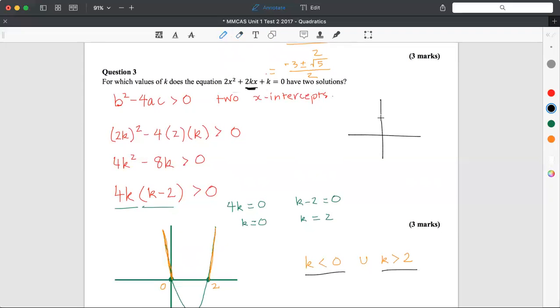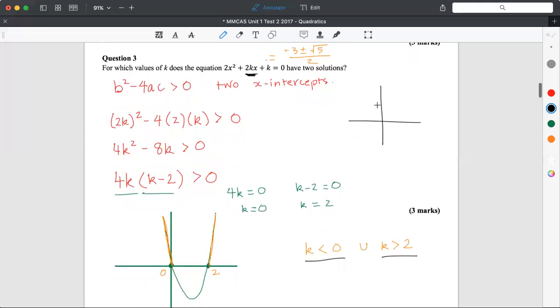is going to have 2 solutions. So it's going to go something like this. It's going to have 2 solutions if k is less than 0 or k is greater than 2. If it's, let's say, in between those 2 values, it's going to have no solutions. So it's going to be something like this. So that's sort of what we've done.